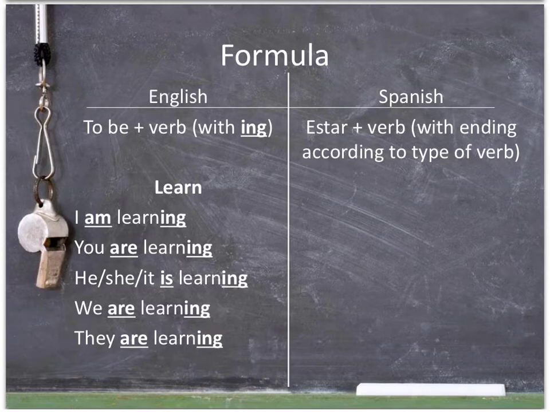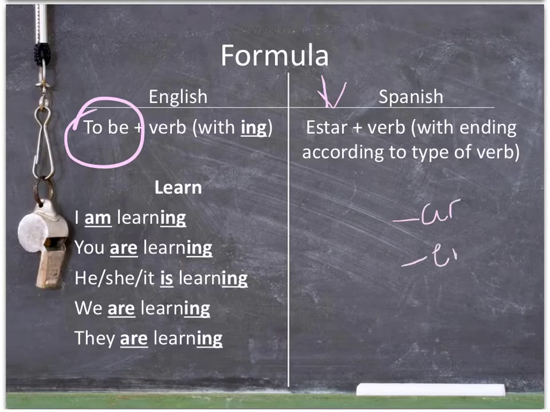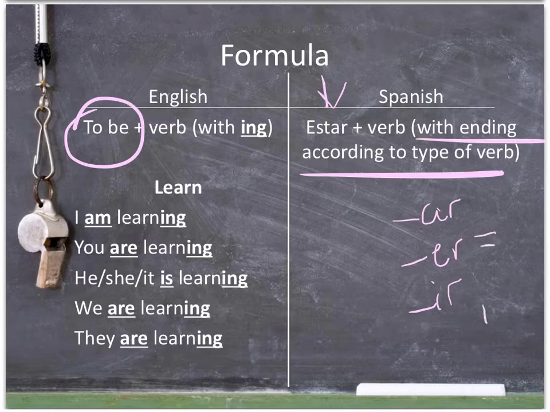In Spanish, you use the verb estar. Now remember that there are two verbs for the verb to be in Spanish. There is ser and estar. However, estar is the only one you can use to put these sentences together in Spanish. Then you're going to have the verb, except you're going to drop the AR, ER, or IR of the verb, and you're going to add a particular ending that equals ing in Spanish.